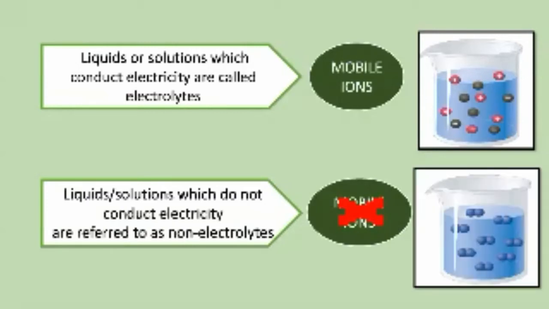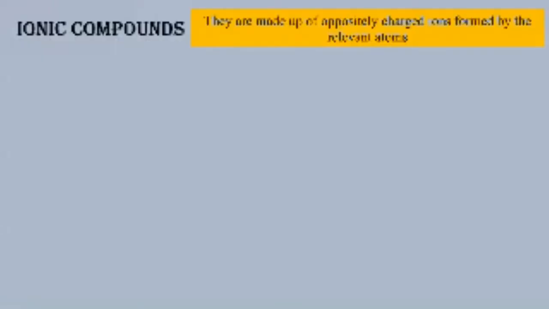For example, distilled water will only contain water molecules. It will not contain any ions that move. But if you take a solution of salt, it will have sodium plus ions and chloride minus ions. These are ionic compounds. They are made up of oppositely charged ions formed by the relevant atoms. Examples: sodium chloride and copper sulfate.